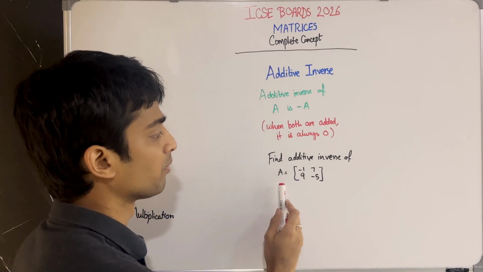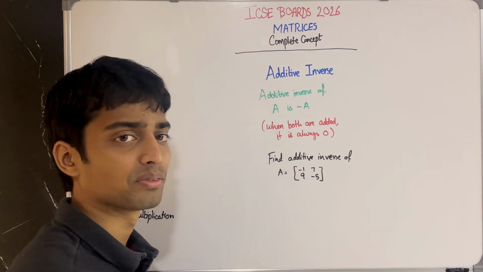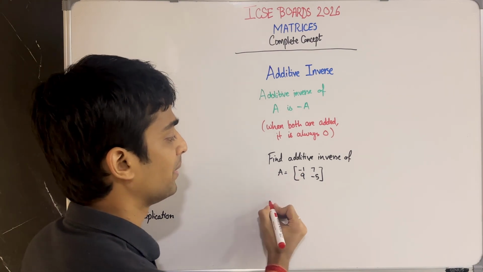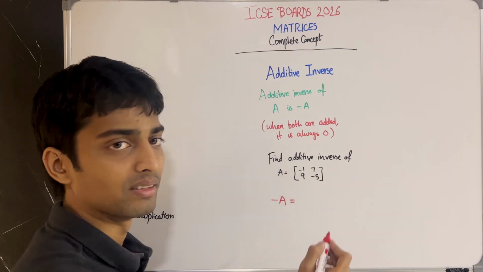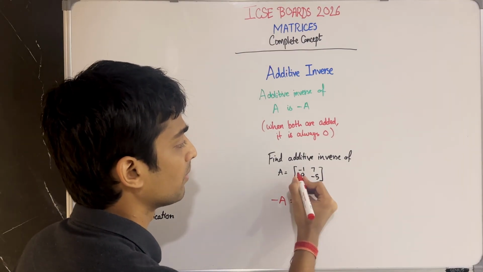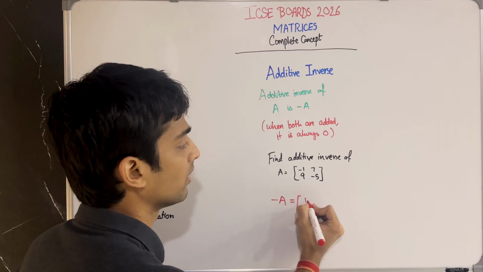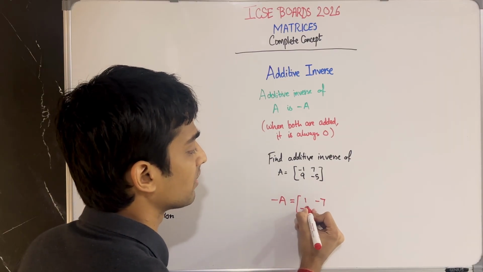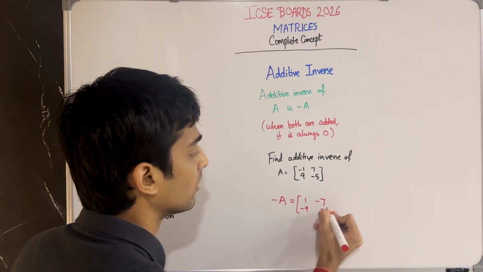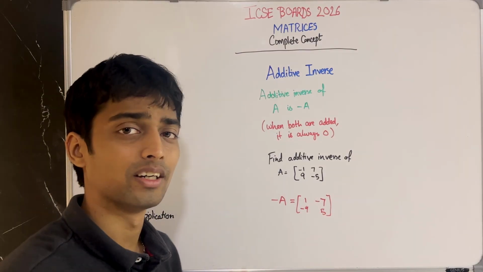Find additive inverse of A equal to minus 1, 7, 9 and minus 5. So the additive inverse of A will be minus A, and we multiply minus 1 with all the elements inside. So we get minus 1 into minus 1 is 1, minus 1 into 7 is minus 7, minus 1 into 9 is minus 9, minus 1 into minus 5 is 5. So this is the additive inverse.